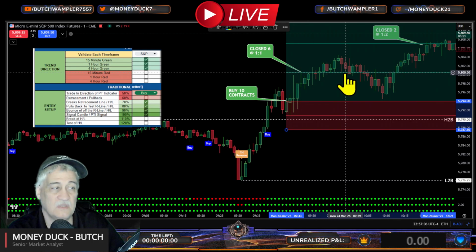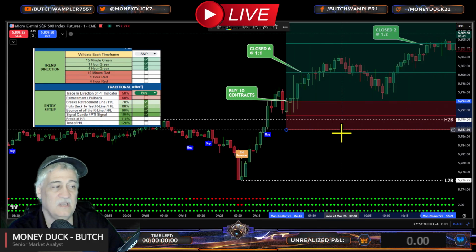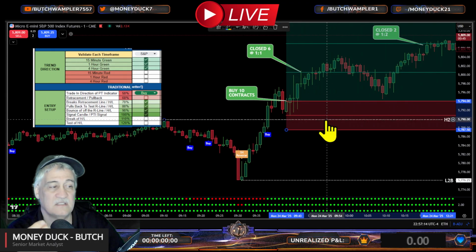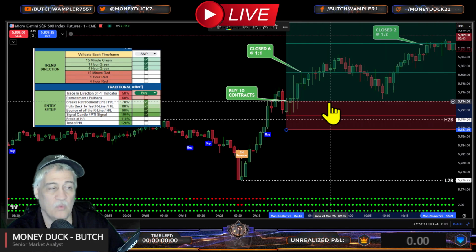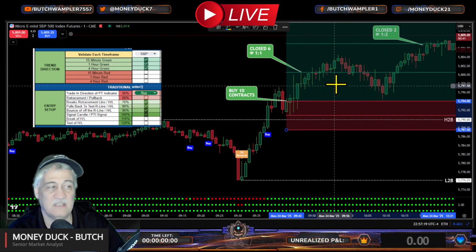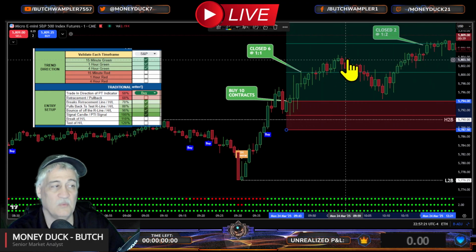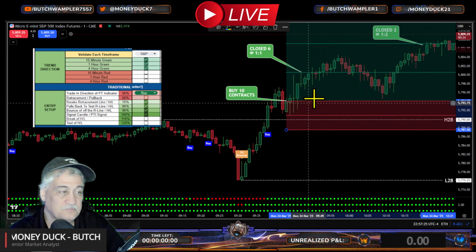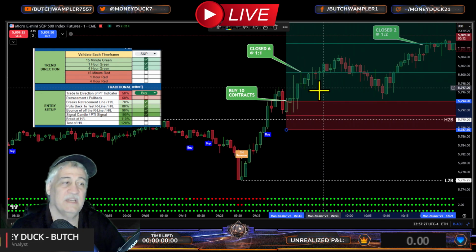Level 2, as it's called in this, because we don't get to change the label. It's 0 and then 1, 2, 3. So 0 is our stop, level 1 is actually our entry, level 2 is 1 to 1, level 3 is 2 to 1. So that's what we're doing. We're closing partial when it hits profits.